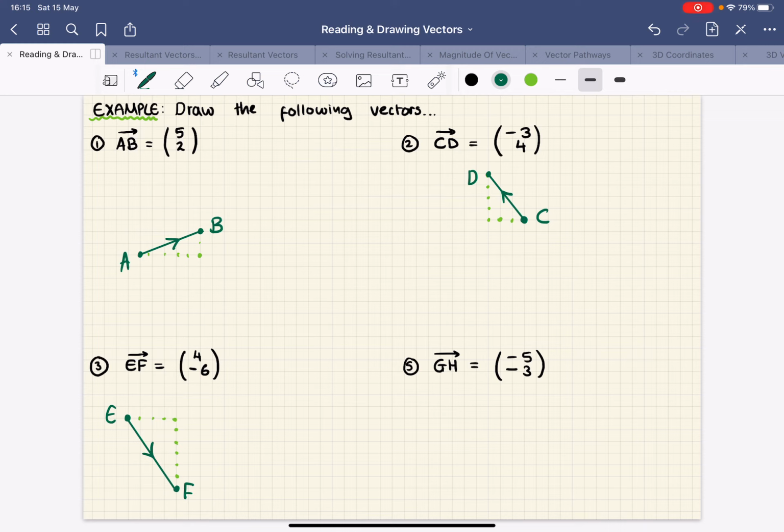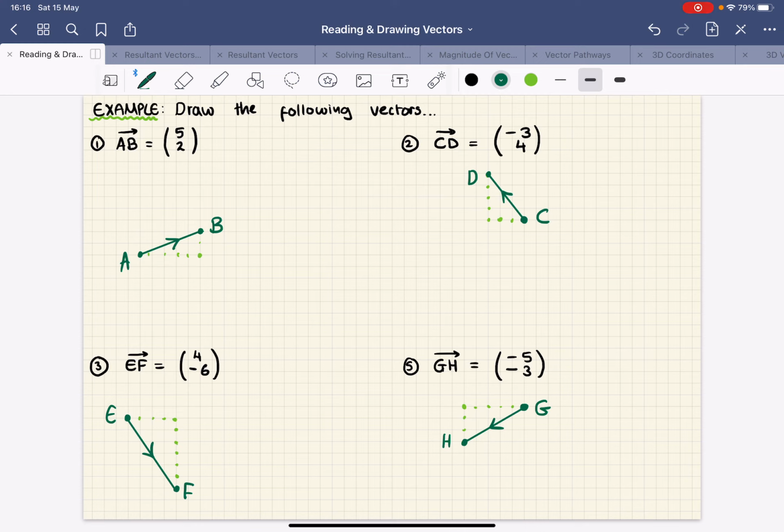Now the last one, not least, G to H. So this is going to be my G here. It's -5, so I go to the left by 5. 1, 2, 3, 4, 5. And it's -3, so I go down by 3. 1, 2, 3. So that's going to be my H. And then draw a line connecting and draw my arrow on. So that's how to read and draw vectors.